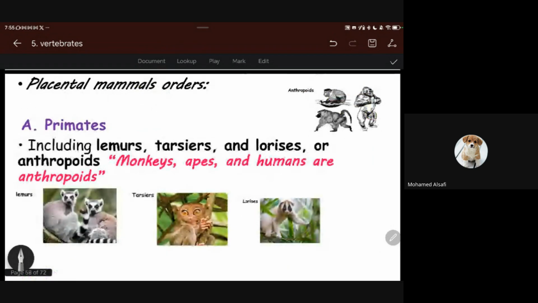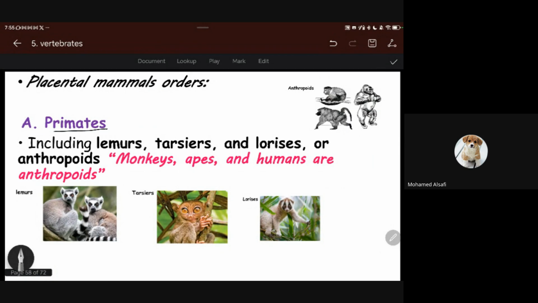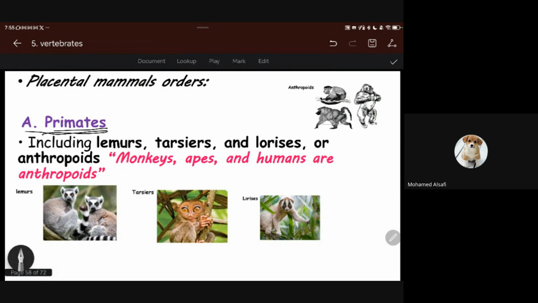Placental mammals order. We're going to classify the mammals that are considered placental, or that have a placenta. We have the primates first, which include lemurs, and these are just examples. Mostly in this part, we're going to learn the classification and its examples, okay?